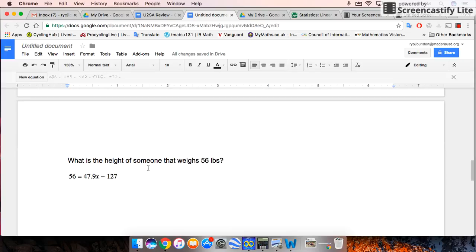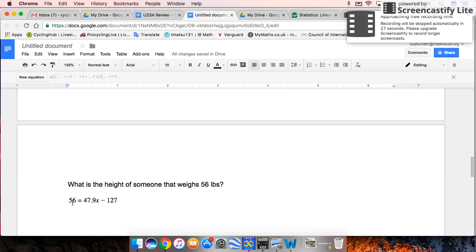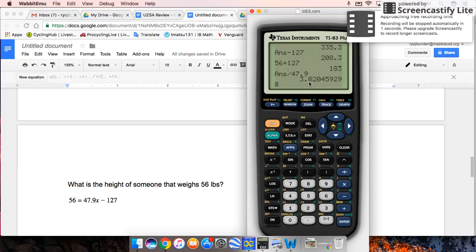Part E. What is the height of someone that weighs 56 pounds? Okay, so since they're giving us weight now, we have to use the weight to find x, right? So 56 equals 47.9x minus 127. So we're going to add 127. So 56 plus 127 equals 183. Divide that by 47.9, and we get 3.8. So someone that weighs 56 pounds should be 3.8 feet tall.